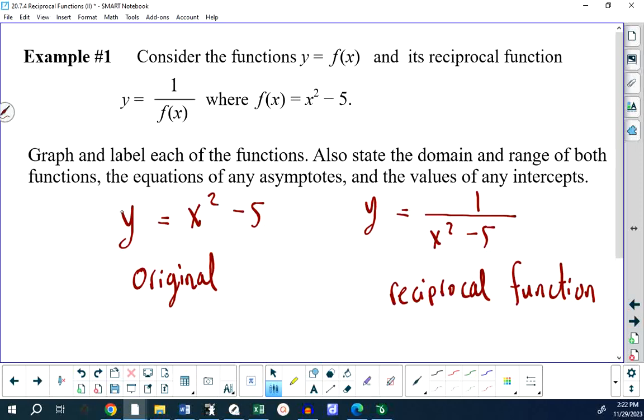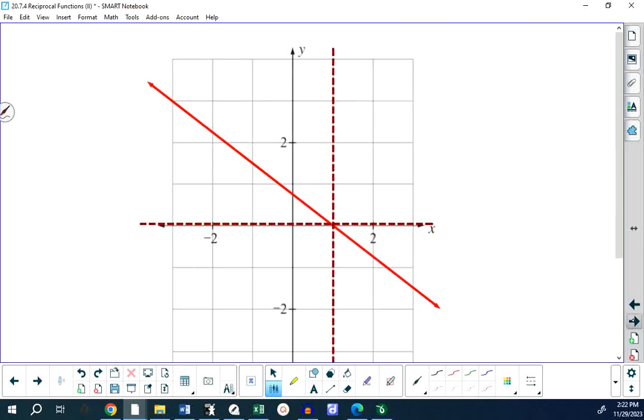And what we did at the beginning, where I took that red line and I took the reciprocal of all the points, that will work for anything, whether it's quadratic, whether it's trigonometric, whether it's linear, it's always going to work. So we want to sketch the graphs of each, state the domain and range of both functions, the equations of any asymptotes, and also what are any intercepts. So this is a bit of a mathematical workout.